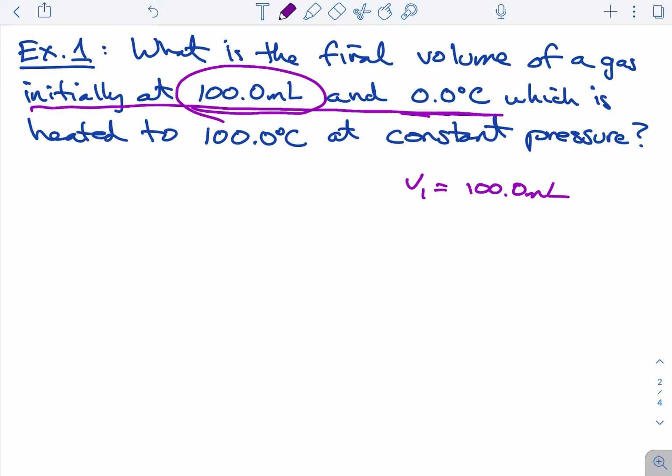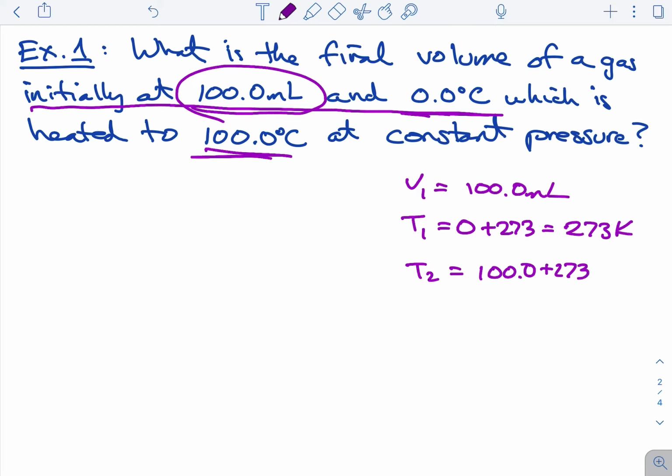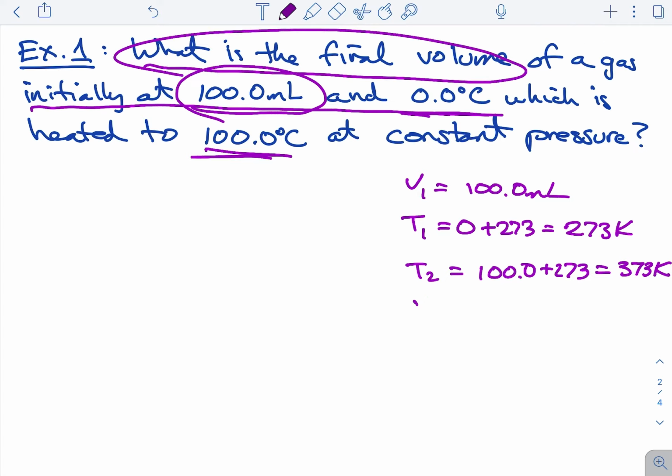And it's initially at 0 Celsius, so our T1 is 0, but remember that we're going to always add 273 to turn that into Kelvin. So that's at 273 Kelvin initially. And then we're going to heat it up to 100, so our T2 is 100 degrees Celsius, but again, we're going to add 273 to that. So 373 is our T2. We're asked what is the final volume, so V2 is our unknown.